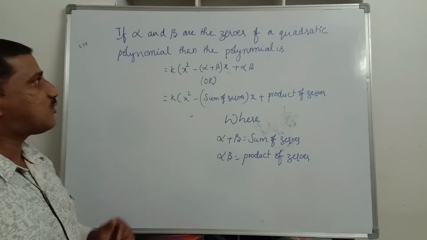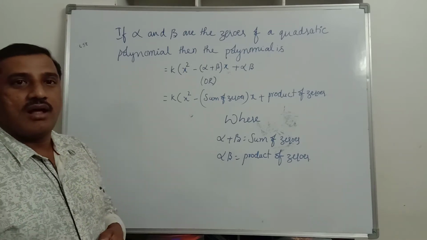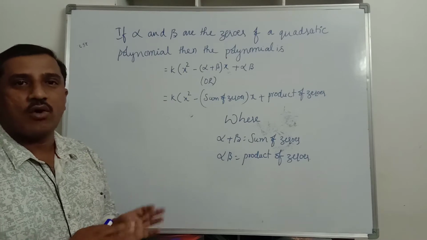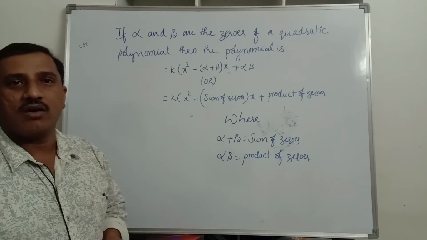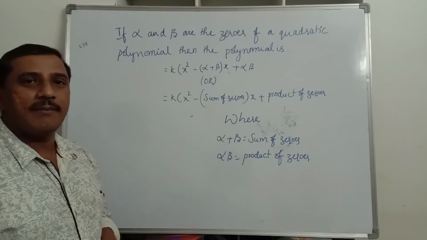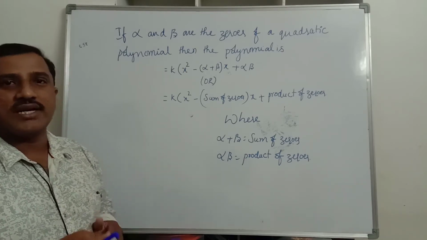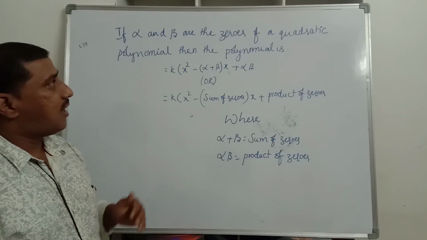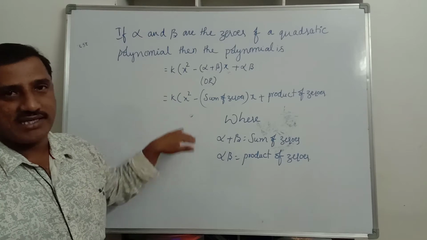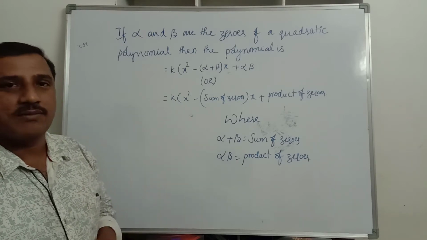In the last class we discussed the relationship between the coefficients of a quadratic polynomial and the zeros of the quadratic polynomial. Similarly, the relationship between the zero and the coefficient and constant of a linear polynomial. We also discussed its applications by solving some problems.